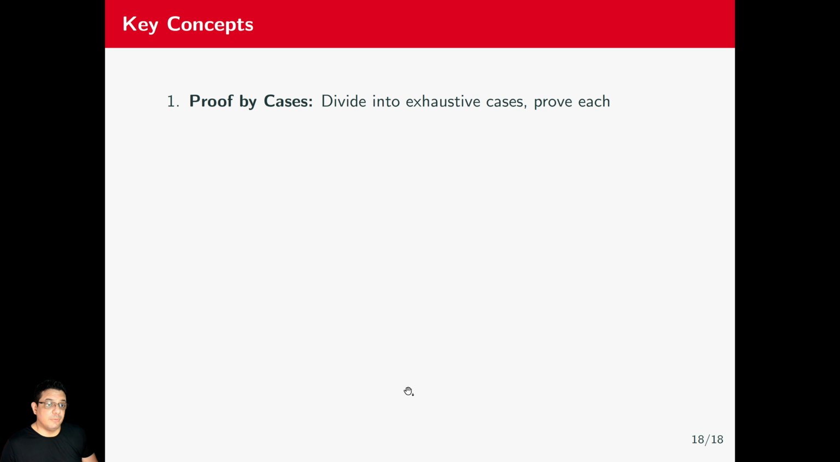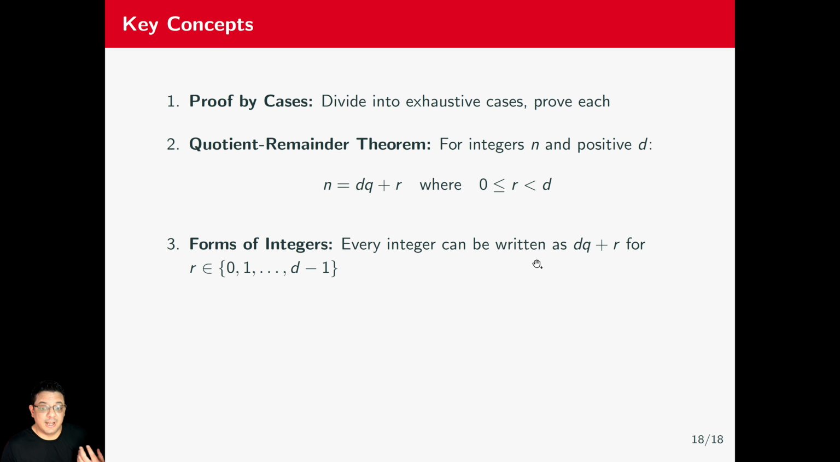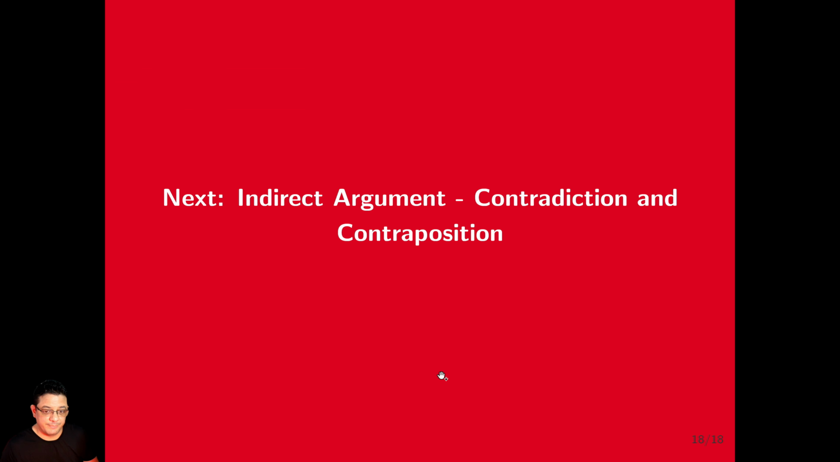So now, in summary, we discussed the proof by cases, how to divide into exhaustive cases and prove each of them, the quotient remainder theorem for integers n and d, and all the forms that an integer can have when it's divided by an integer d, with the remainder taking values from 0 up to d minus 1. In terms of parity, consecutive integers have opposite parity, and cases are not examples. You need to prove for all integers each of the things that you're doing.